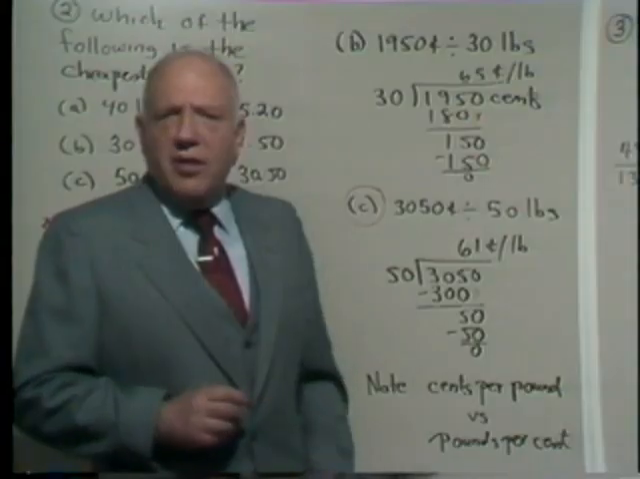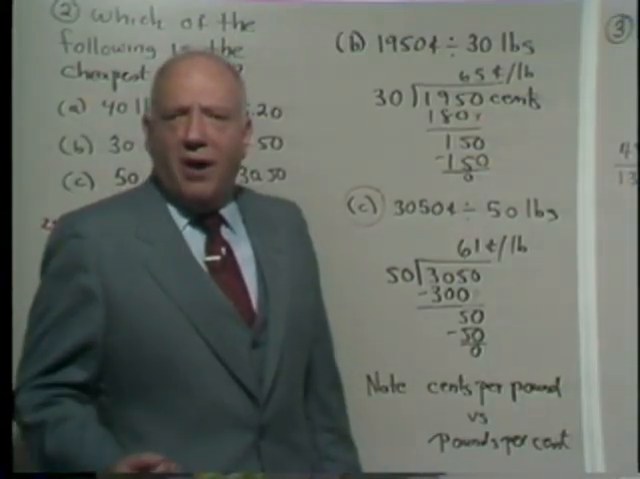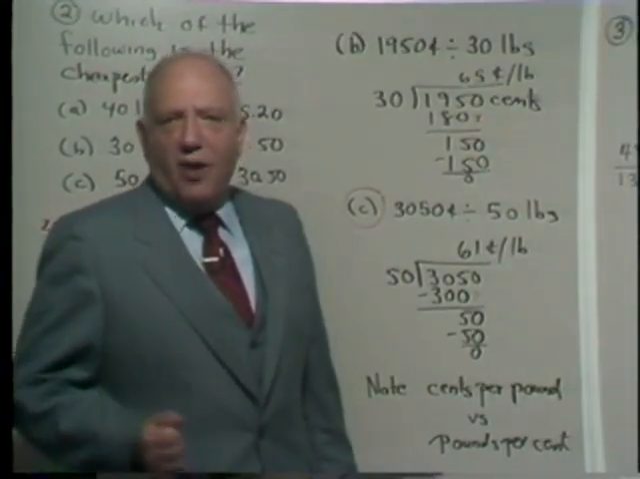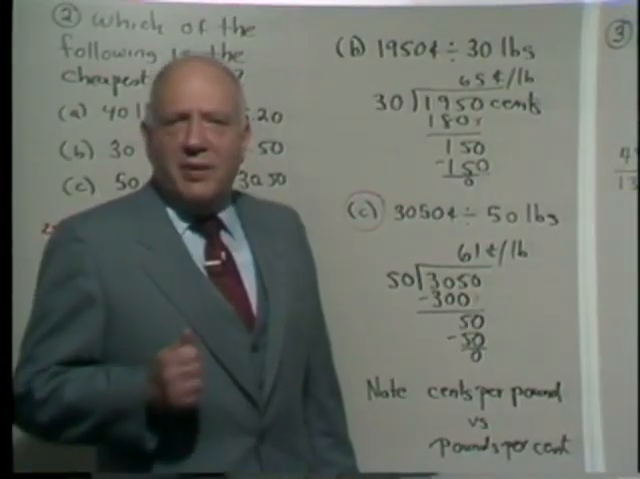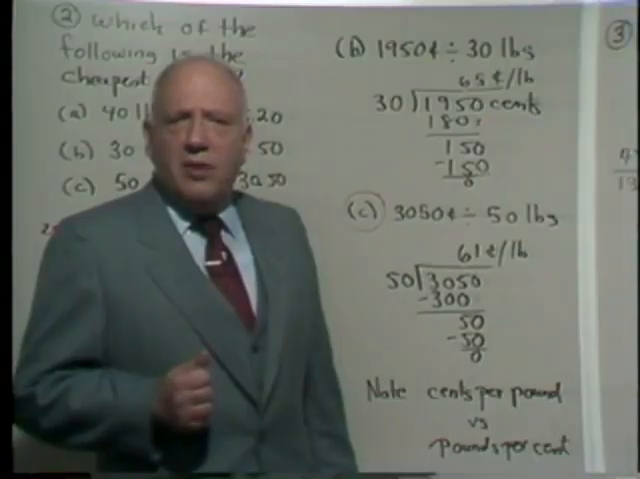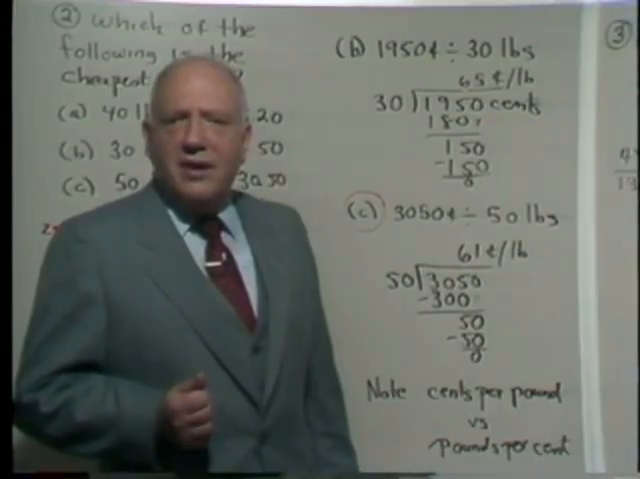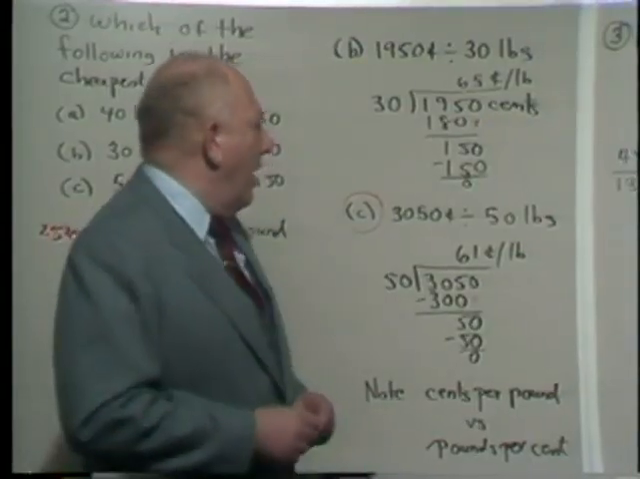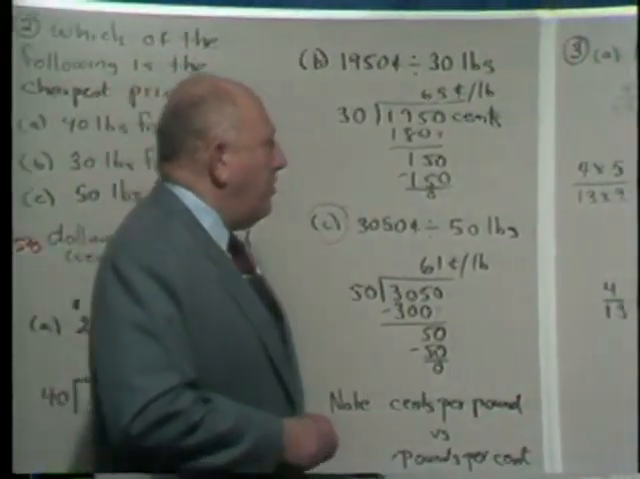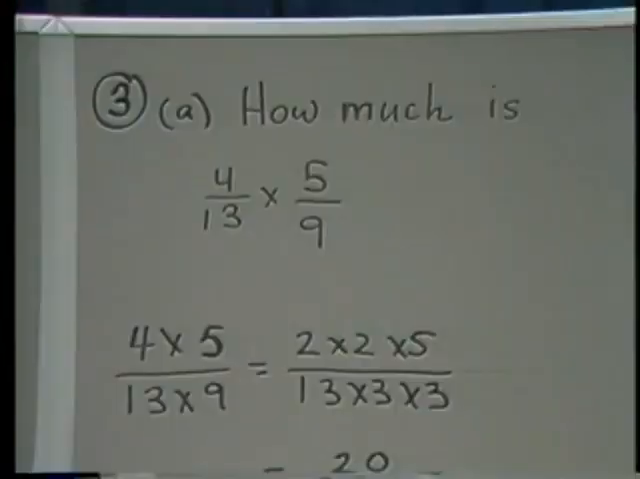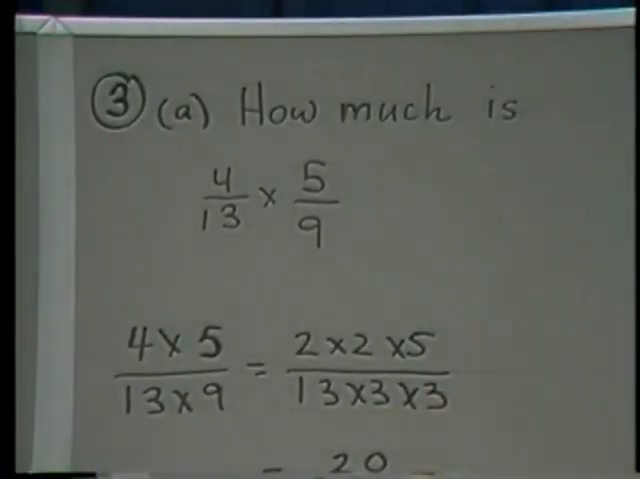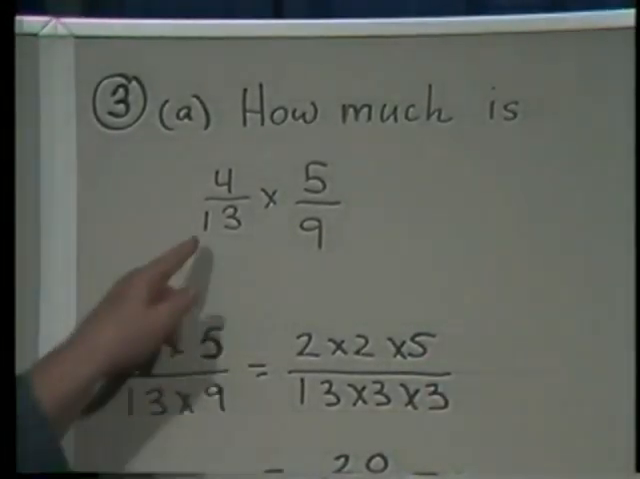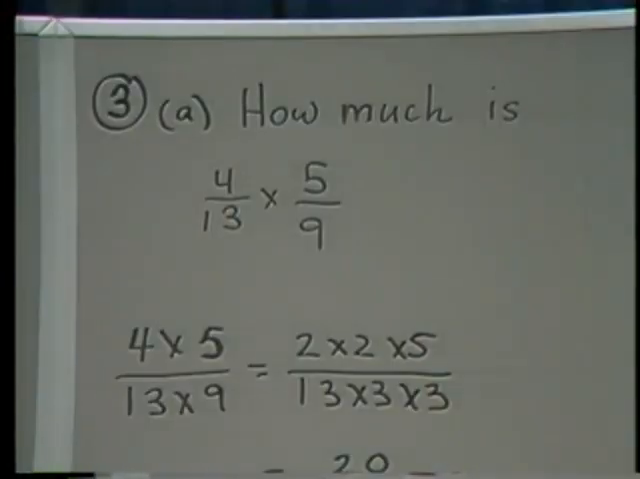See, the only thing worse than the wrong answer to the right problem is the right answer to the wrong problem. And that's going to become a theme, especially when we get to Module 9 and are allowed to use the calculator. But let's go on with these problems now. Problem number 3 is also designed to help make sure that we understand what we're doing. Mechanically, all the problem says is, how much is 4/13 times 5/9?